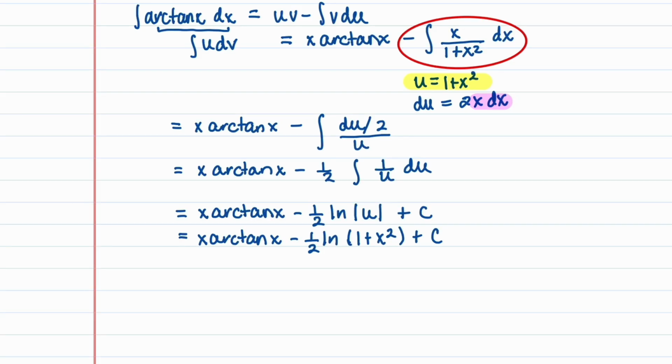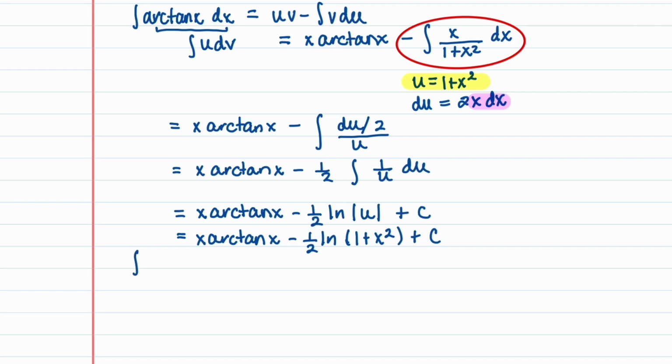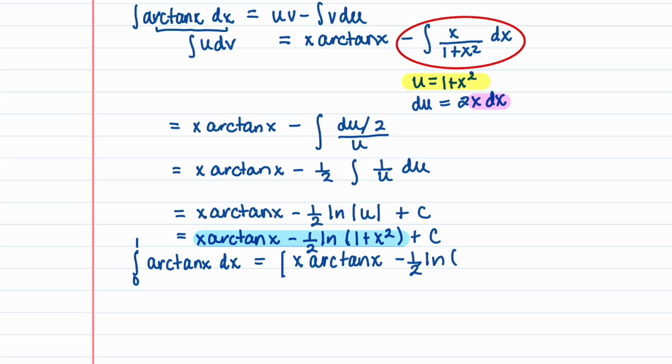What we're going to do is go back to the definite integral. We were asked to solve the integral from 0 to 1, arc tan x dx. So now we're going to write down exactly what we just got. Let me highlight that in blue here. That's this part right here. And we're going to evaluate that from 0 to 1. So this becomes x arc tan x minus 1/2 natural log 1 plus x squared. And then our x is going to go from 0 to 1. And our plus c goes away.